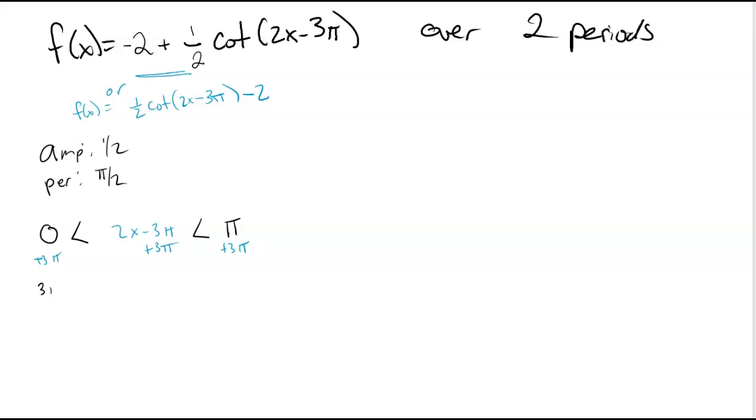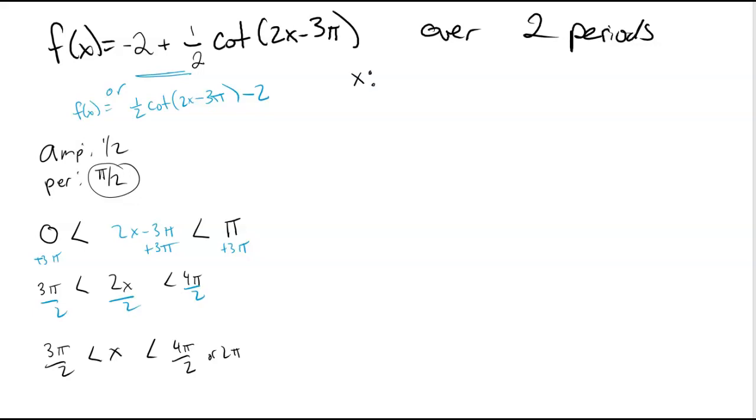So I get 3 pi, 2x, 4 pi. I will then divide everything by 2. Bam. 3 pi over 2, x, and then this is just 4 pi over 2, aka 2 pi. So either one is fine. And again, notice 3 pi over 2 to 4 pi over 2 is a period of pi over 2, so I know I did everything correctly.